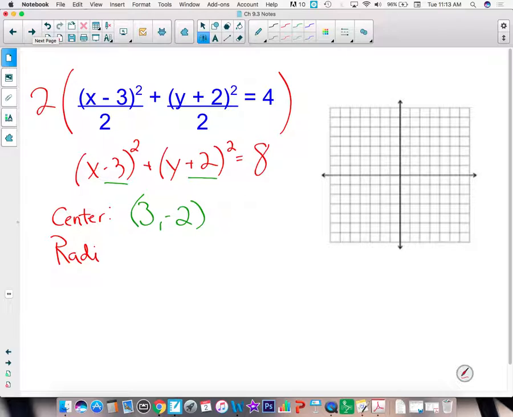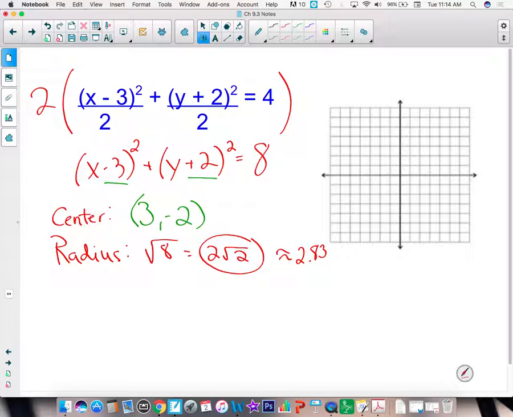Okay, your radius. Take the square root of that, so square root of 8. And when you're actually writing out your answer, I want you to write it as a simplified square root. So this would be 2 square root 2. But you're going to have to put it in your calculator to actually get the decimal so you can draw your circle. So square root of 8 gives you 2.83. We're going to use that for graphing it.